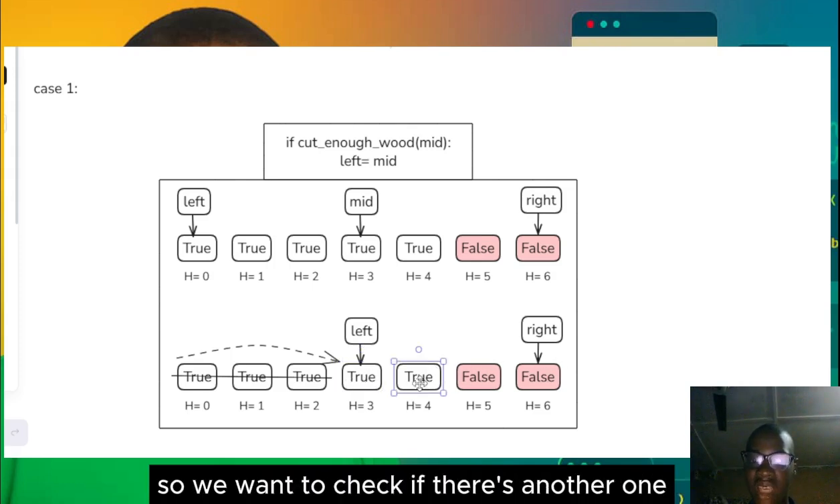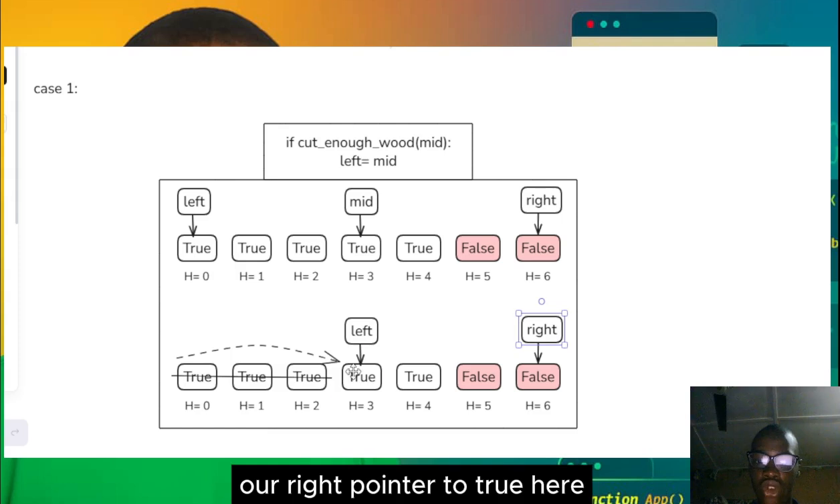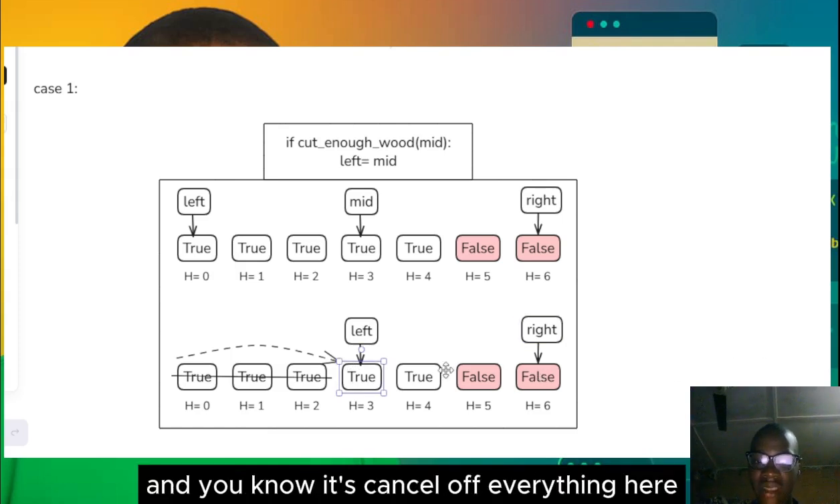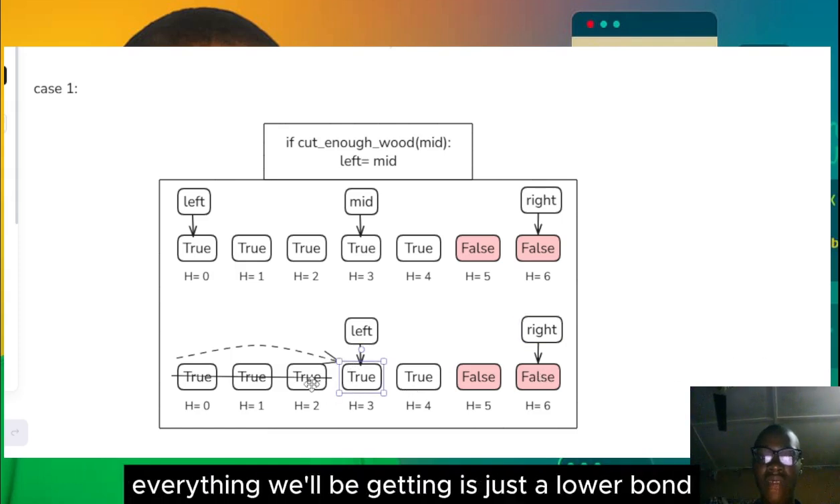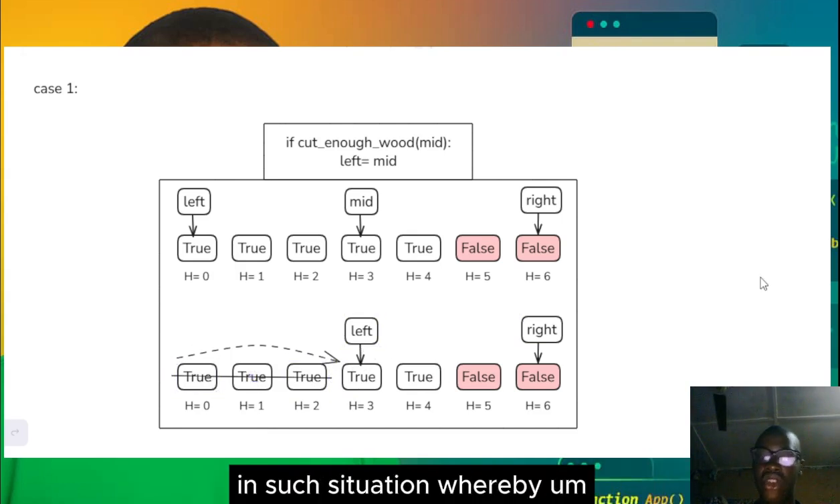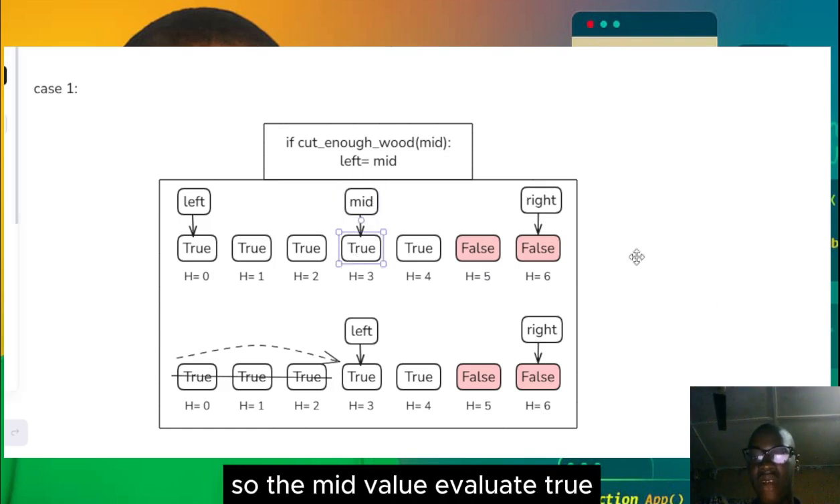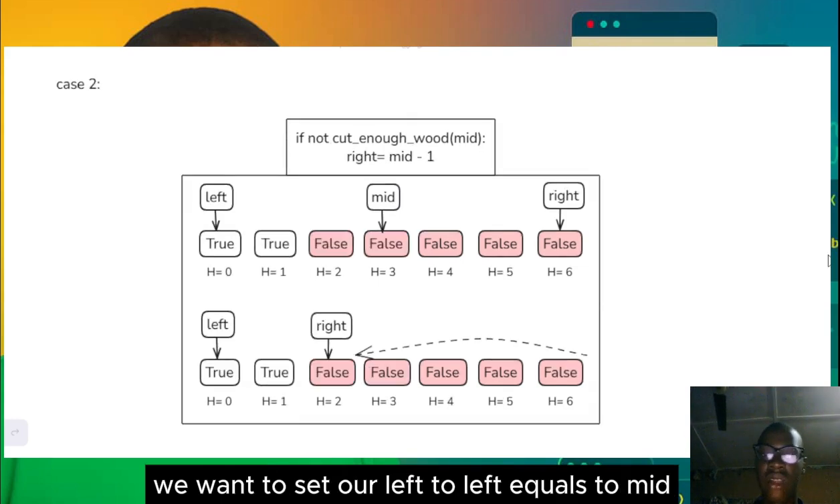So we want to check if there's another one that will give us a true to the right. But if we set our right pointer to mid here, it cancels off everything here, and there's no way we're going to be getting an upper bound. Everything we'll be getting is just a lower bound. So we have to set our left to mid in such a situation whereby the mid value evaluates true. So the mid value evaluates true, we want to set our left equals to mid.